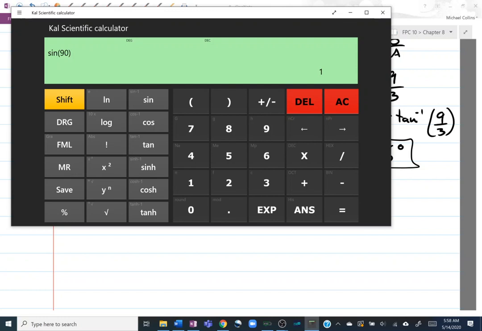If the sine of 90 is not equal to 1, your calculator is in the wrong mode. So mine right now is in degrees mode, which is what we want, but there's a couple other modes that your calculators could be in. If you type in the sine of 90 and it does not equal 1, you might have to take a picture of your calculator and send it to me, and I'll tell you what buttons to push to get it into degrees mode.